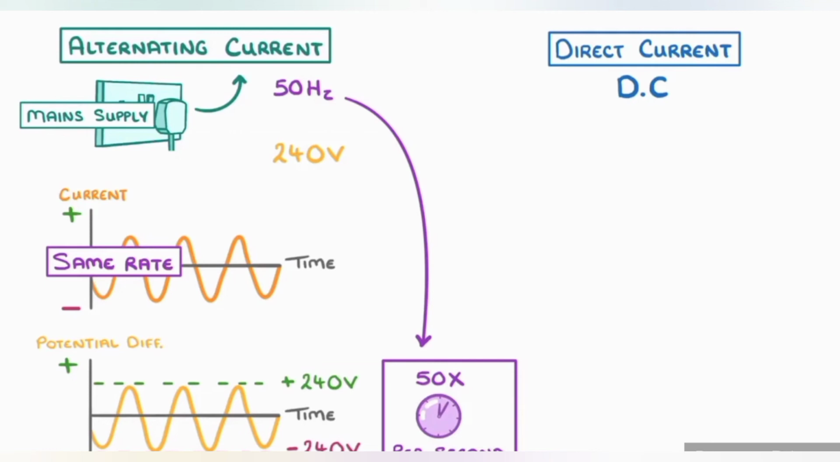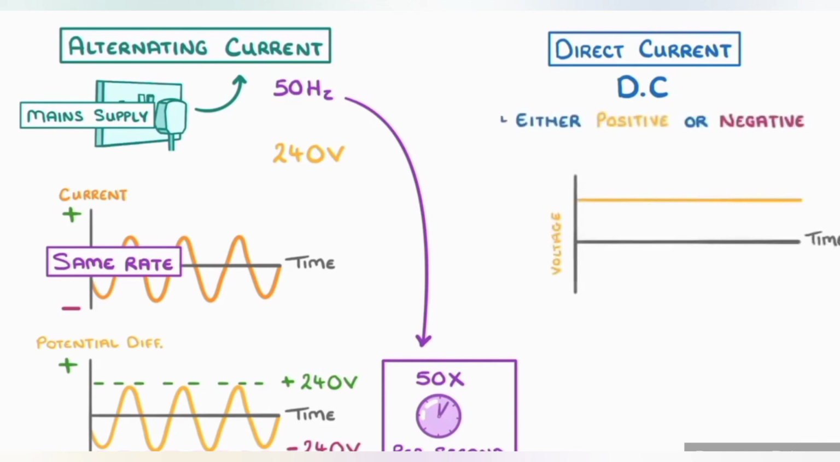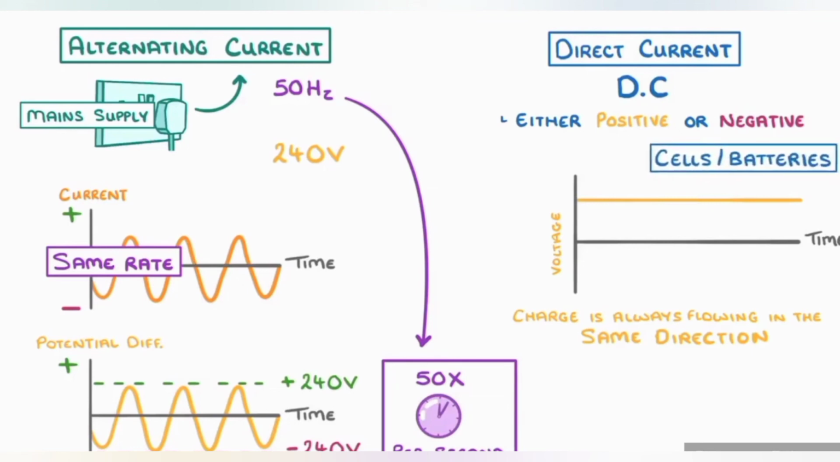Direct current, on the other hand, is produced by a direct potential difference, which is either positive or negative the entire time. So the charge is always flowing in the same direction. We find direct current in things like cells and batteries, like those in your phone or a calculator. The last thing we need to cover is that in order to get these potential difference versus time graphs, we use devices called oscilloscopes, which display the graphs on a monitor.